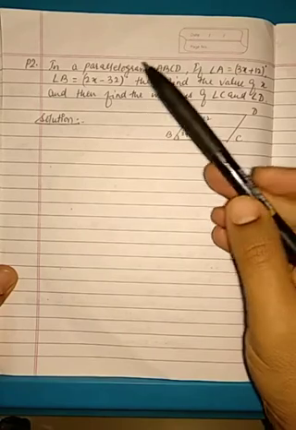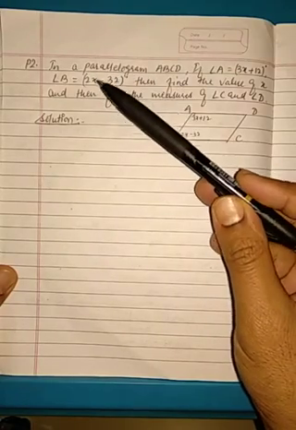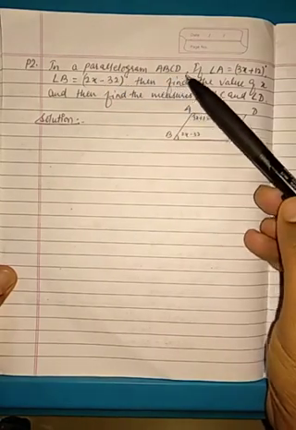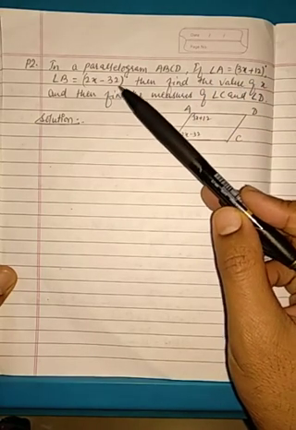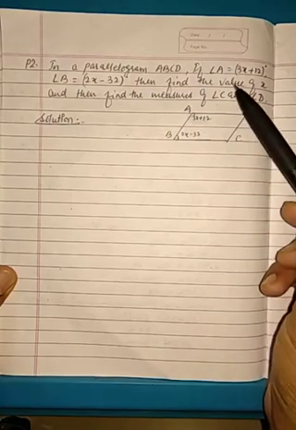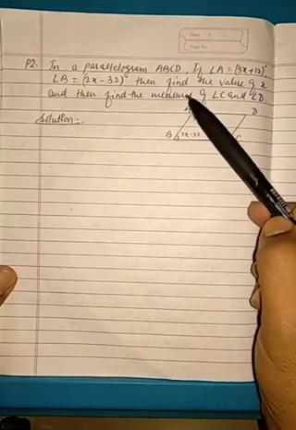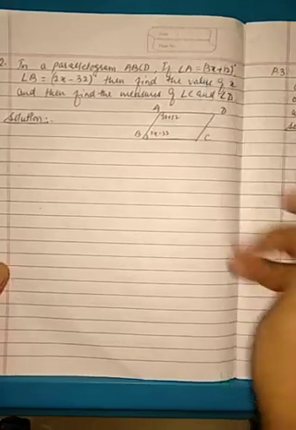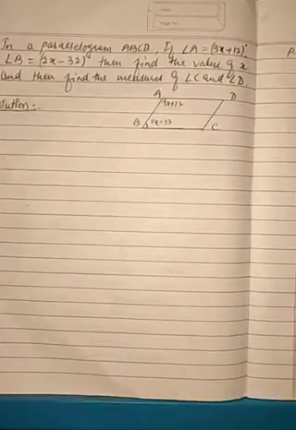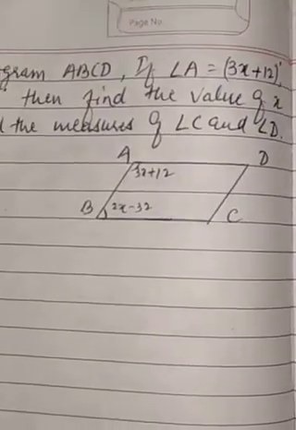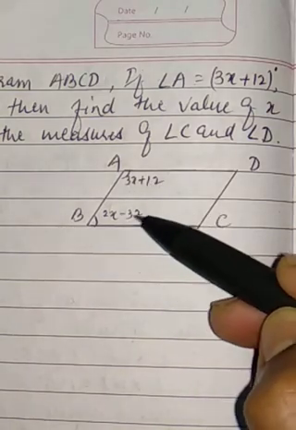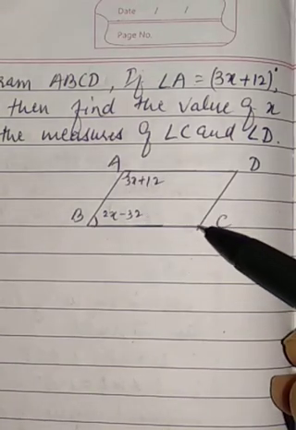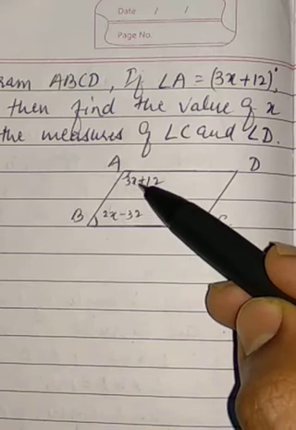Now students, let's start with problem number 2. In a parallelogram ABCD, if angle A is given 3x plus 12, angle B is 2x minus 32, then find the value of x and then find the measure of angle C and D. Okay, so you can now see parallelogram ABCD, angle A is 3x plus 12, B is 2x minus 32. So before we find C and D, we need to find x.